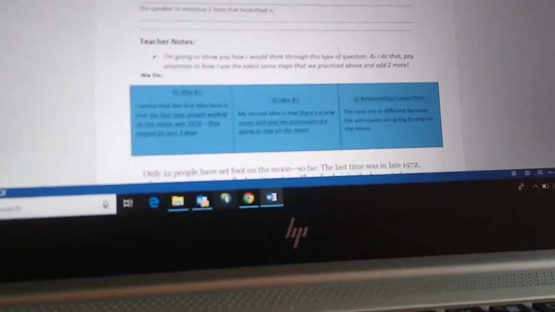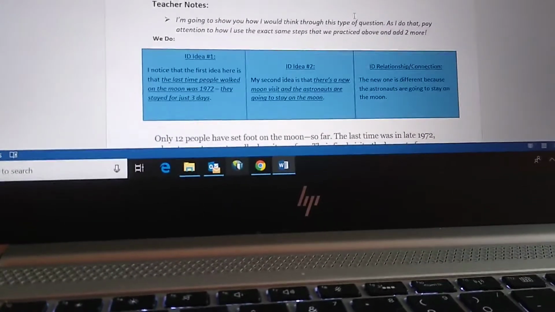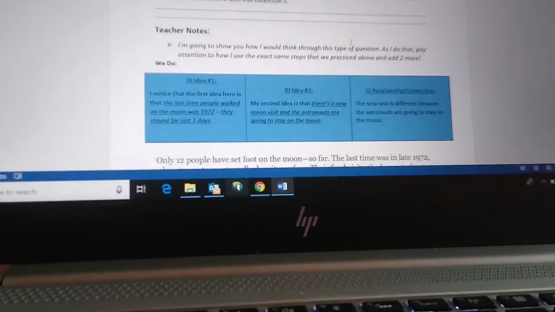Teacher notes. I'm going to show you how I would think through this type of question. As I do that, pay attention to how I use the exact same steps that we practiced above and add 2 more.